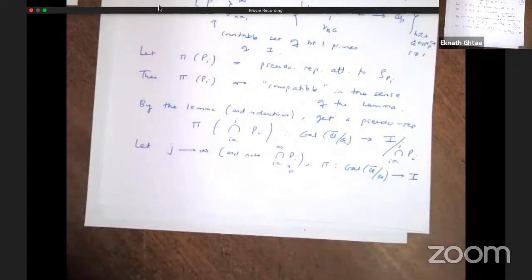Are there any questions about this step? It is, I hope at least, conceptually clear, even though I didn't do the inductive step. Any questions on this?